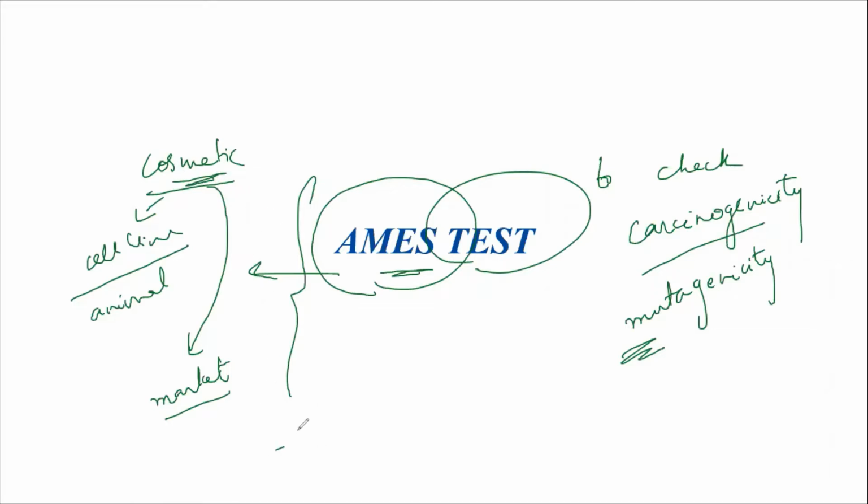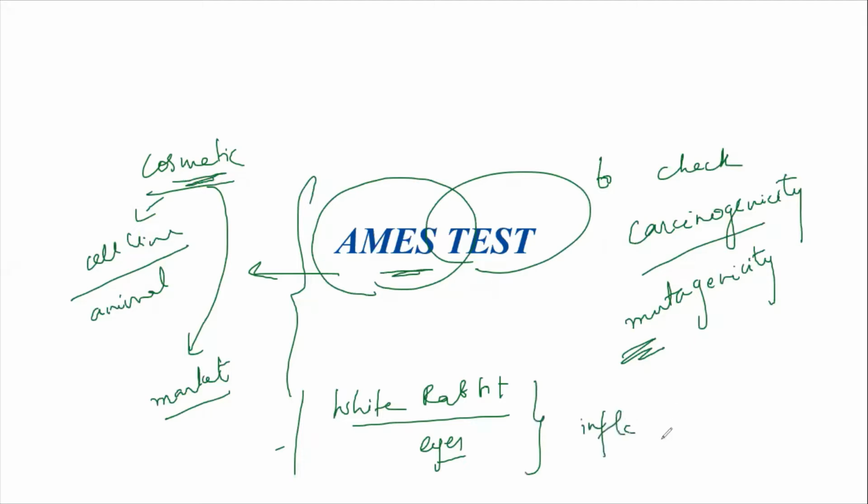First of all, they see, for example in the case of the white rabbit, mainly this is the first thing they do. They inject the cosmetics into the eyes of the white rabbit. Now, I know it looks very brutal, but this is what they do. They inject into the eyes of the white rabbit and then they see how much inflammation or redness is coming. This will indicate how allergic it will be to humans. The more the redness, the more allergic it will be to humans. So these kinds of small animal tests they do before any cosmetic comes into the market.